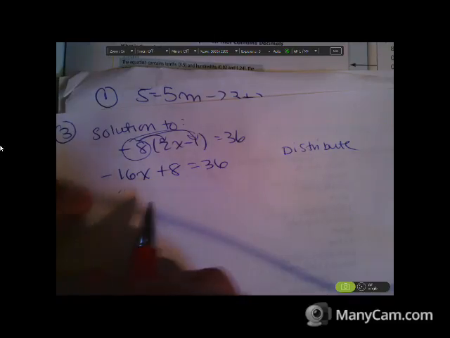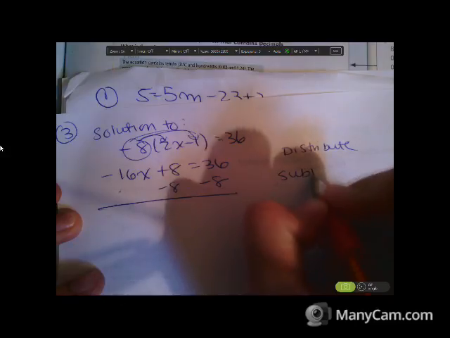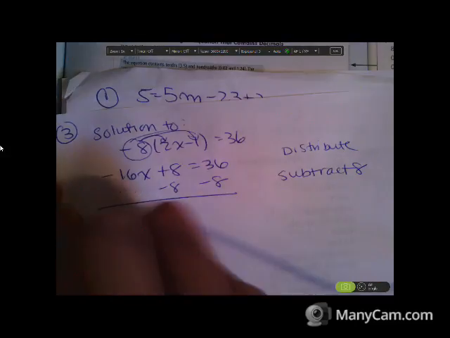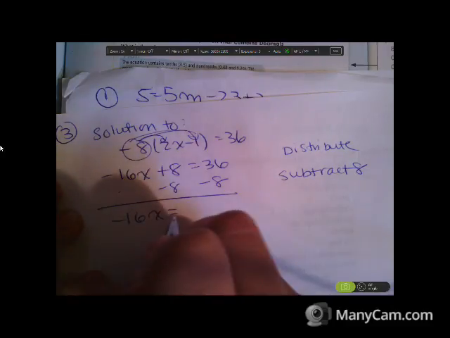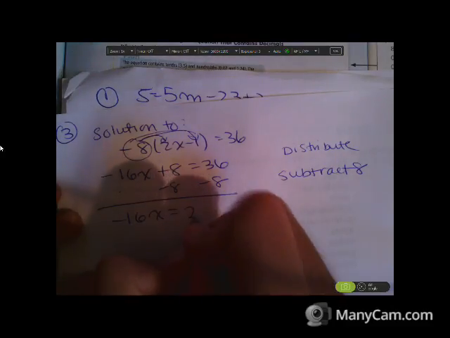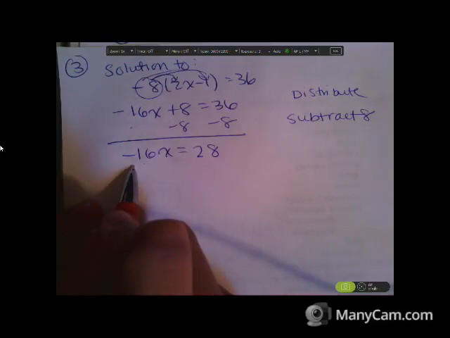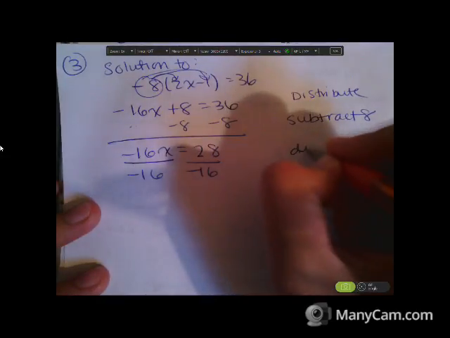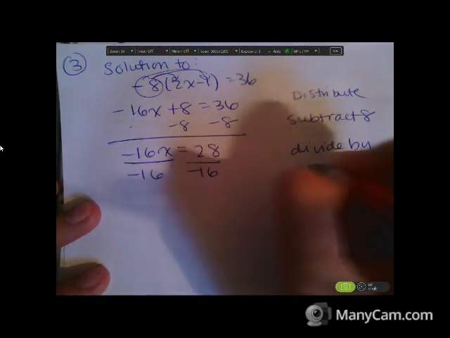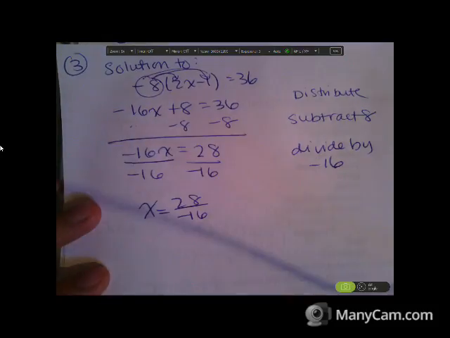So this is a positive 8. So to get rid of that positive 8, I'm going to subtract 8 on both sides. So therefore I'm left with negative 16x equals 36 minus 8 is 28. Alright. So now I have a negative 16 times x. I want to get rid of this negative 16. So I'm going to divide by negative 16 on both sides. So x equals 28 divided by negative 16.